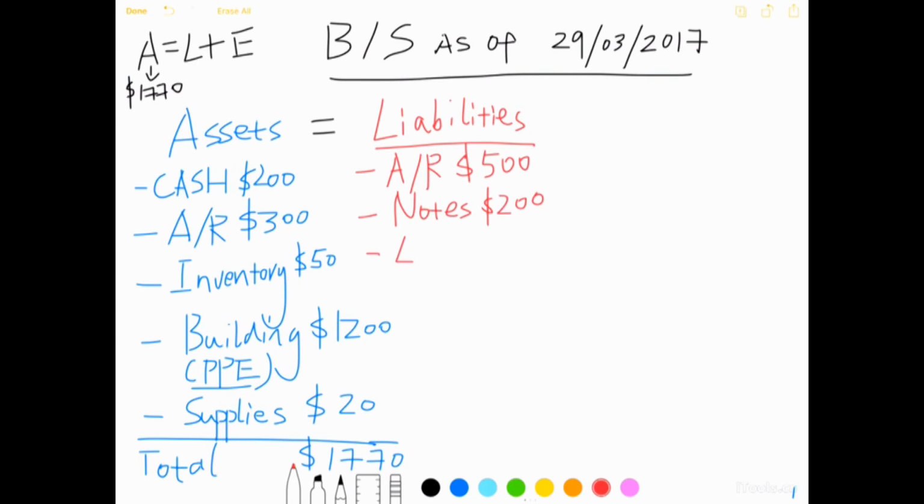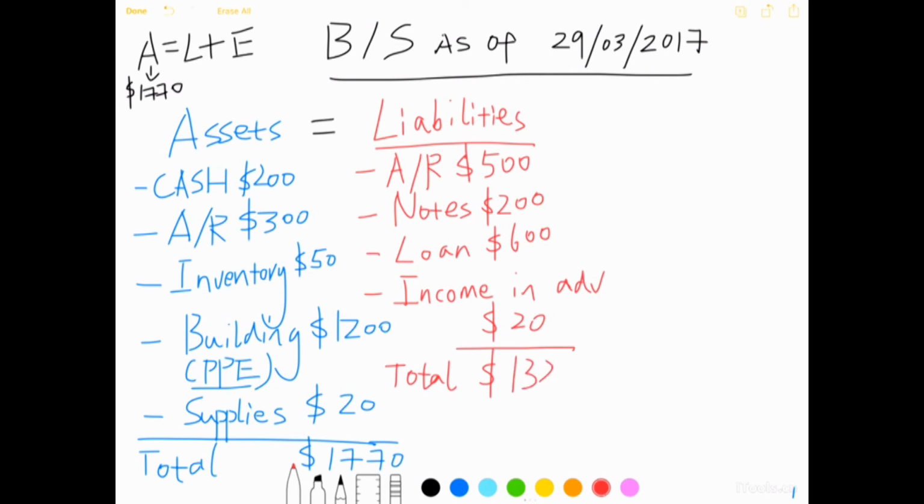This is essentially the same thing. You owe money to people, except it's a bit longer period. It's how much you borrow from the bank. And then also, let's say income in advance. That's your customers. When a customer pays you money, say $20, and you haven't performed the task yet, you haven't earned the $20 yet. So that's your liabilities. And the total of them is $1,320.